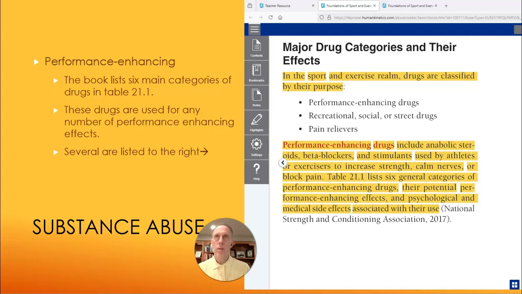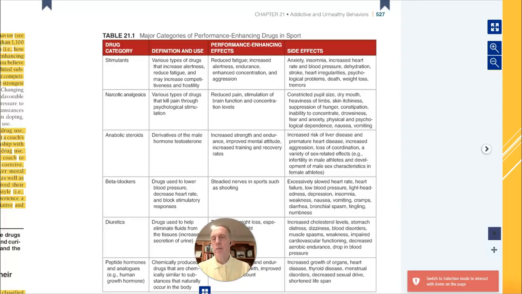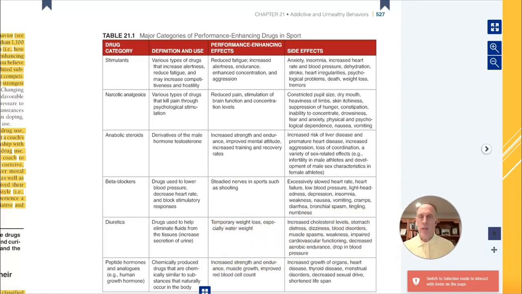The book lists several of these in this nice, concise little table here. They talk about the drug category in the first column being stimulants, narcotic analgesics, anabolic steroids, beta blockers, diuretics, if you want to be precise, and peptide hormones. I will let you pause me here and you can kind of review these, but you have to understand that there's different reasons why you would use these different drugs.